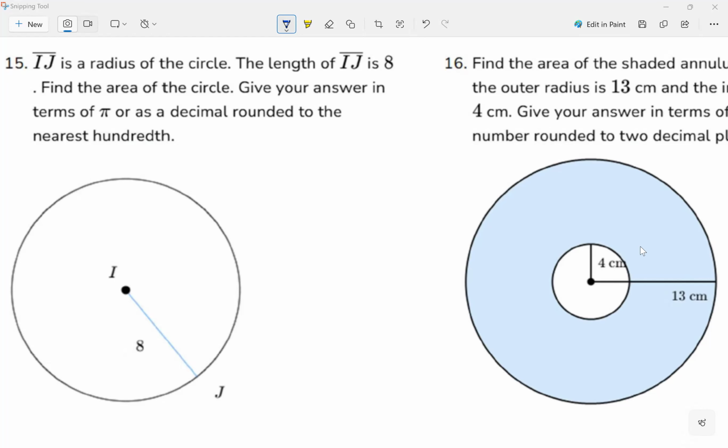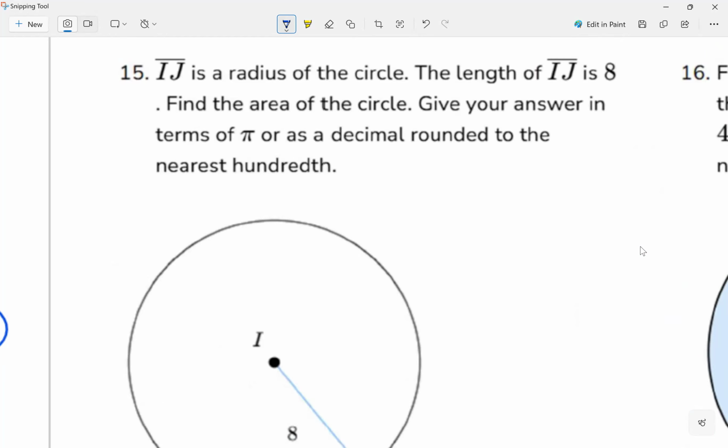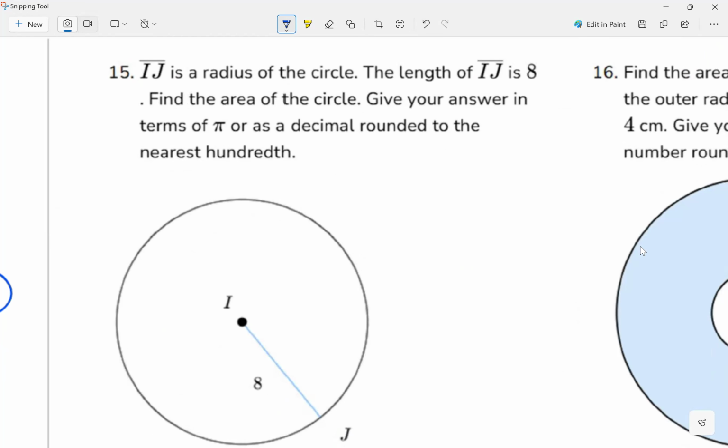Now, today we're going to be working questions 15 and 16. So let me take a look at 15 first. The segment IJ is a radius of the circle. The length of IJ is 8. Find the area of the circle. Give your answers in terms of pi or as a decimal rounded to the nearest hundredth.